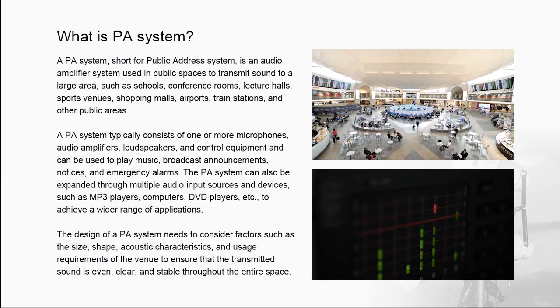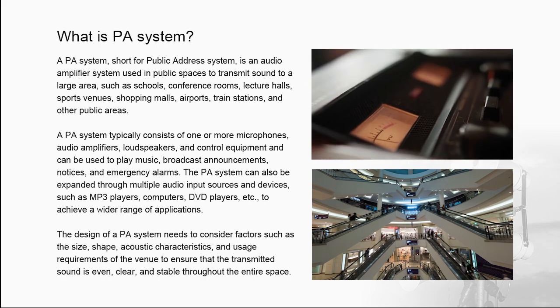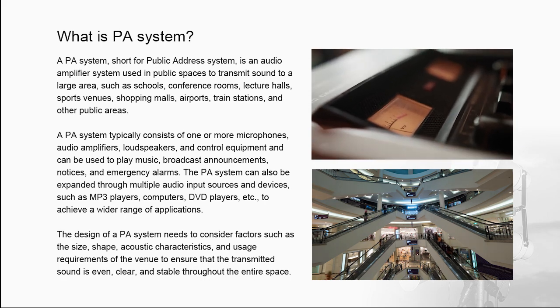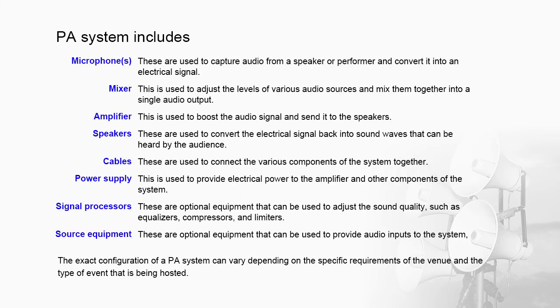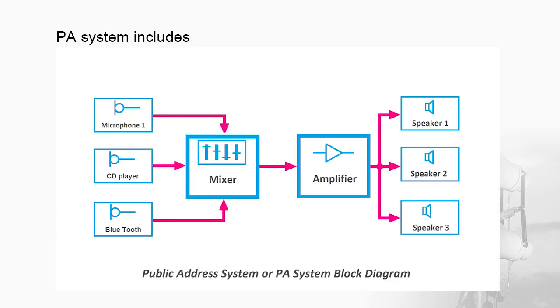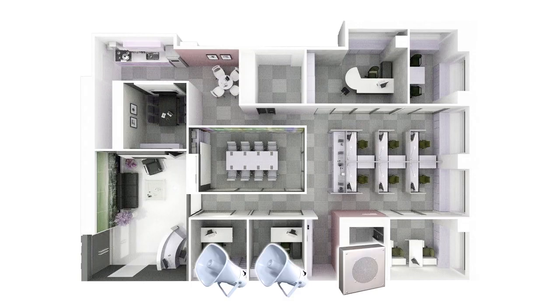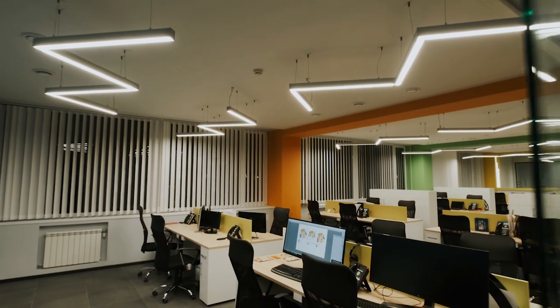PA system, short for public address system, is an audio amplifier system used in public spaces to transmit sound to a large area. Usually, a PA system includes microphone, mixer, amplifier, speakers, cables, power supply, audio source equipment.